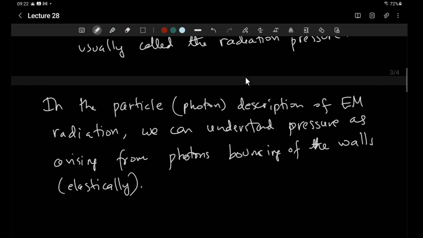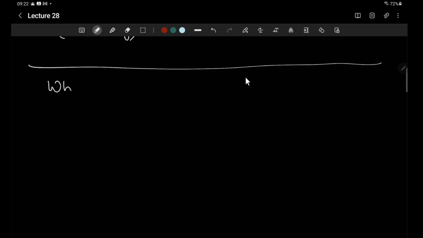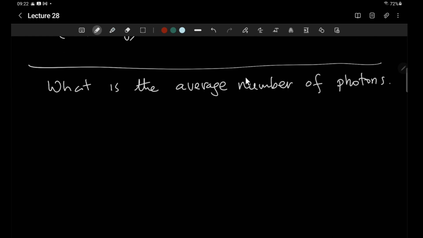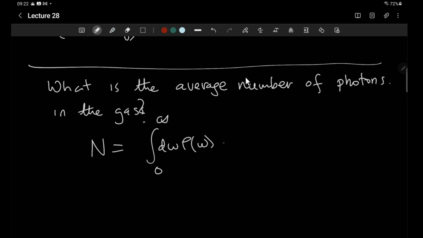Now that we have this, one thing we did not do last time is to work out the average. We said that the number of photons is not fixed, but we can ask what is the average number. What we want is N. That would be the integral from 0 to infinity d omega rho of omega n of omega. And what is rho of omega?